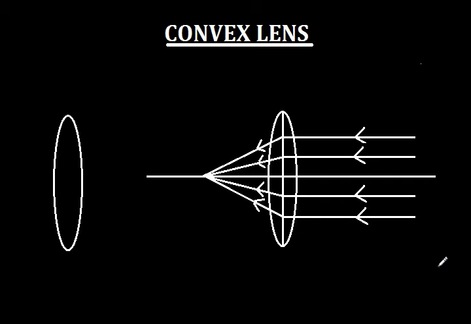Welcome my students. We have learned about refraction in the last class. Now our discussion is about the lens. There are two types of lens, convex lens and concave lens. Now you have to know what is a lens. Lens is a refractive medium.